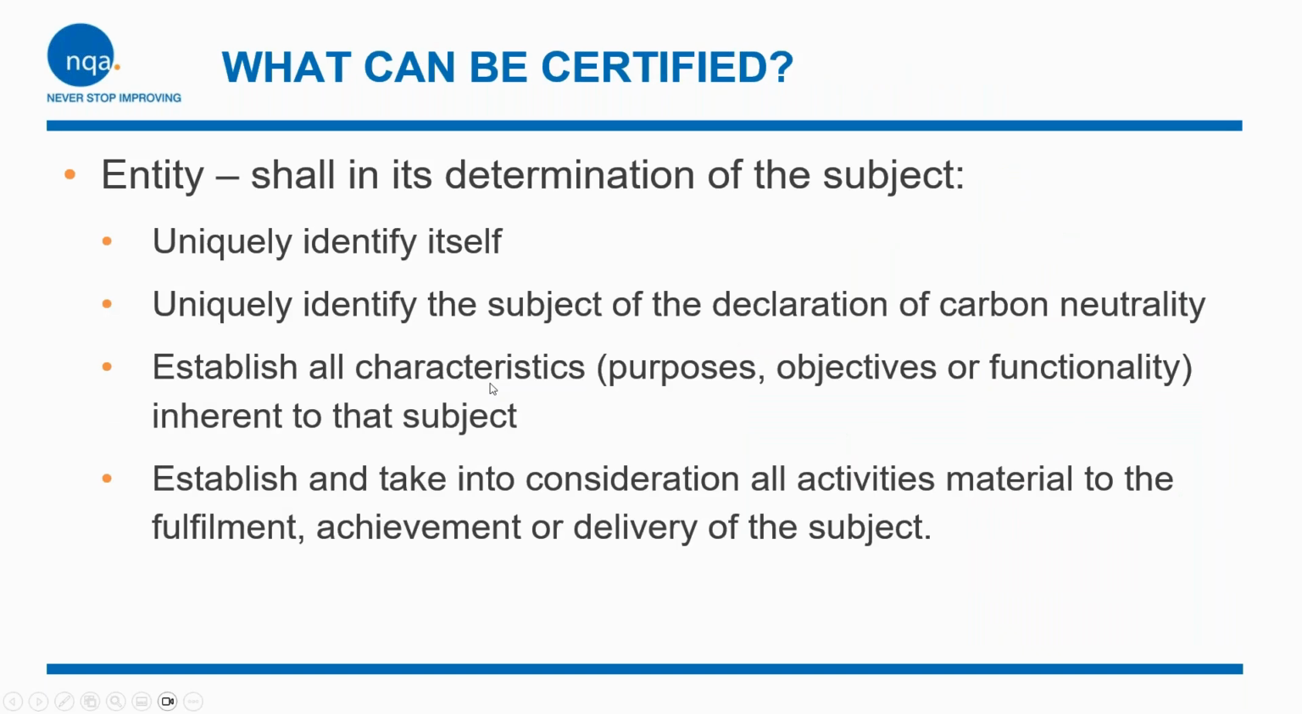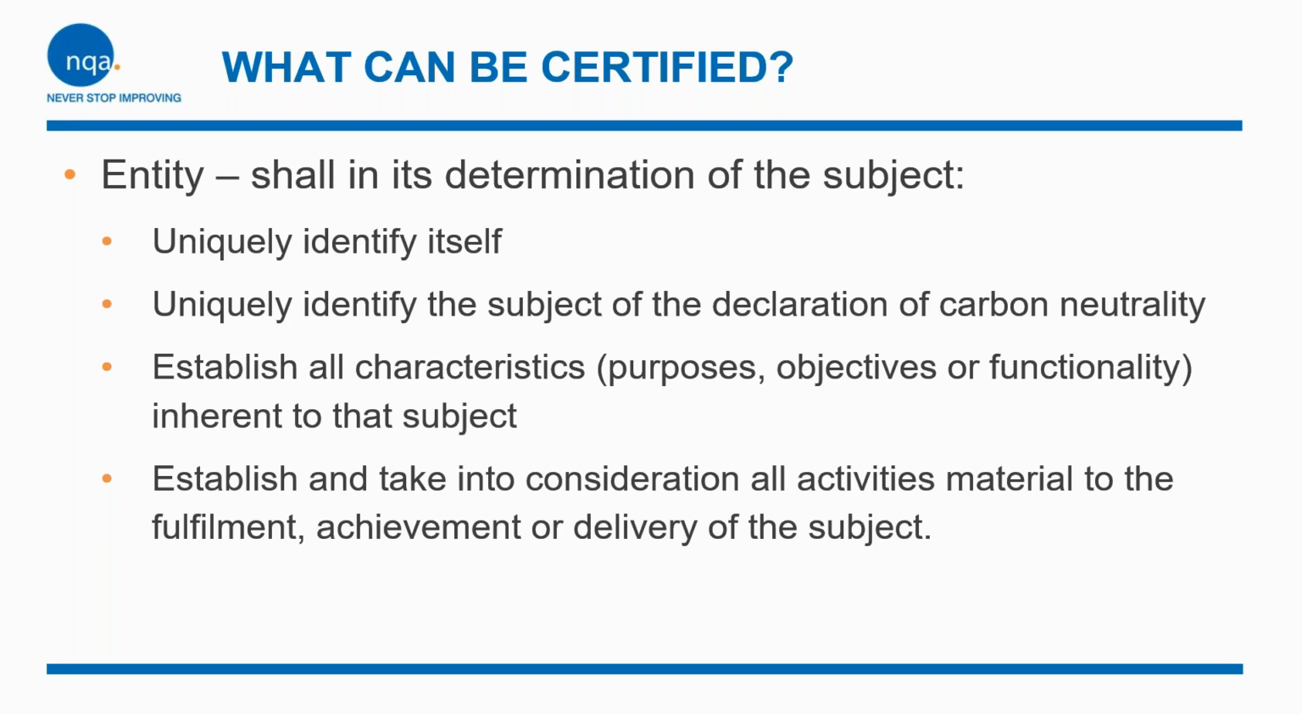So the entity is the determination of the subject. It's to be uniquely identified: company name, address, postcode. Identify the subject of the declaration of the carbon neutrality. So it might just be a company name at a particular site. Establish all characteristics, purposes, objectives, functionality. What is it that that declaration is going to include, and make sure that everything that we expect to be taken into account has been taken into account.